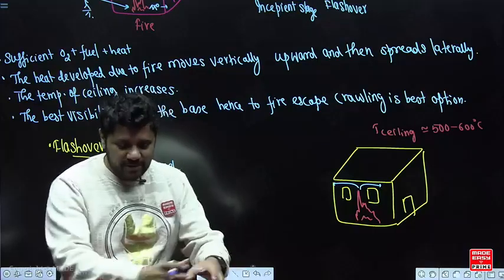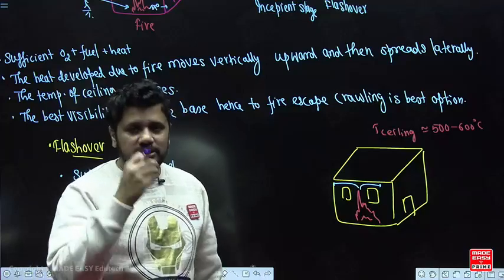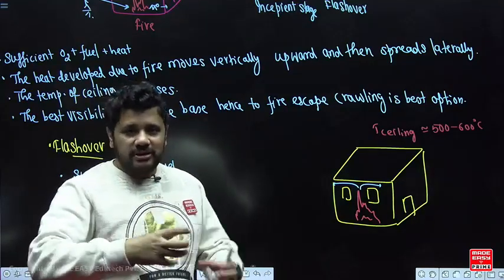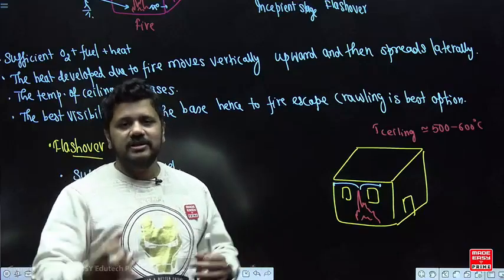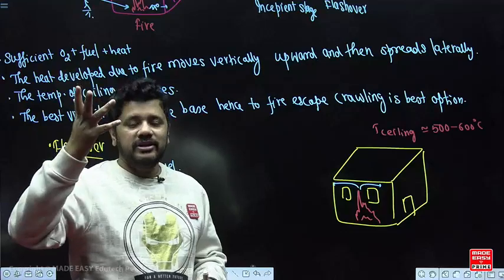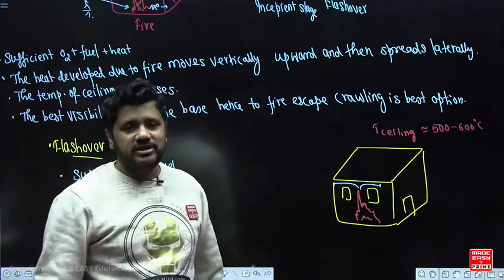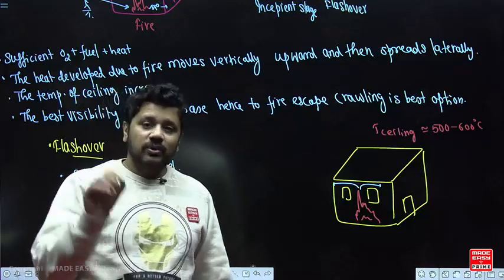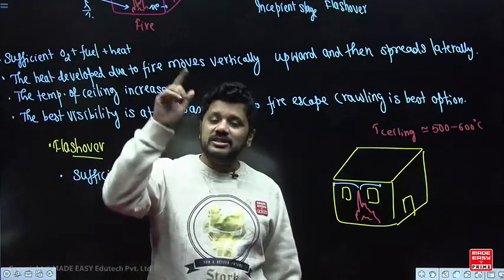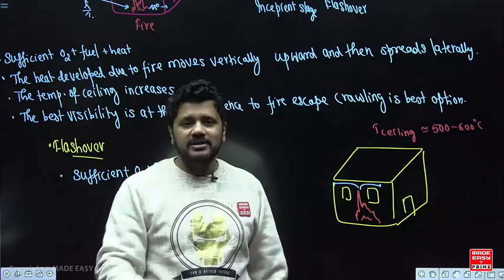So, what will happen? Suppose this is a room packed with grains, अनाज से भरा हुआ है. Suppose किसी ने बीड़ी पी करके फेंक दिया, आग लग गया. So, slowly the fire keeps increasing, आग लगी. So, the ceiling temperature started to increase. When it reached 500 to 600 degrees centigrade, the whole room was at 500 to 600 degrees. So, what will happen? At every corner, the grain which has not even caught fire, due to this high temperature, will suddenly catch fire. So, within 3 to 4 seconds, the whole room will catch fire.